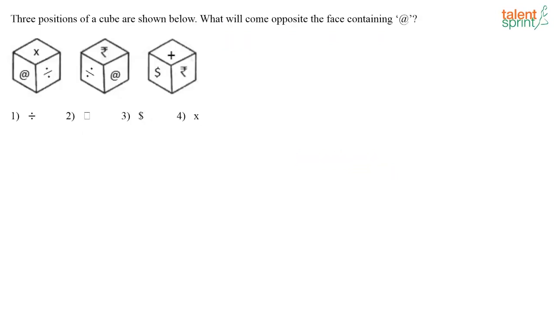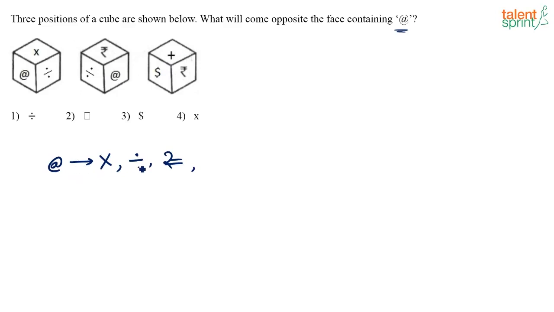Next. 3 positions of a cube are shown below. What will come opposite the face containing at the rate of? So right now from the given figure, what can I say? Which are the symbols adjacent to this at the rate of? Multiplication, division, right? These two are adjacent. Then I have this rupees. That's all, right? Now I have to find out what will be opposite to ampersand. So I know the answer either has to be dollar or plus, right?